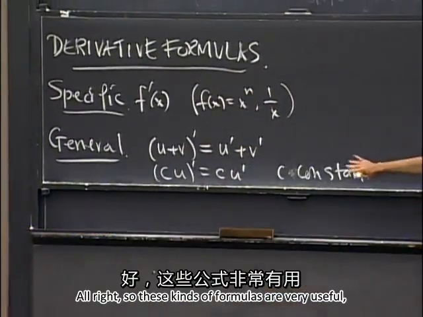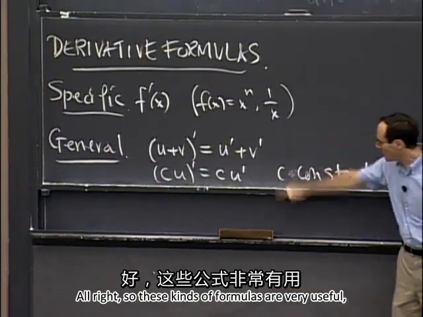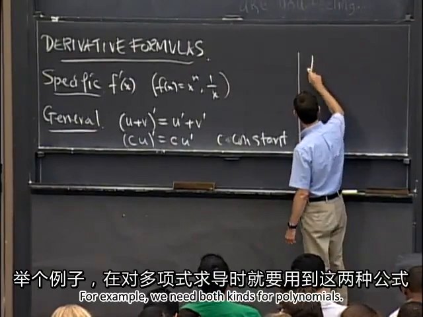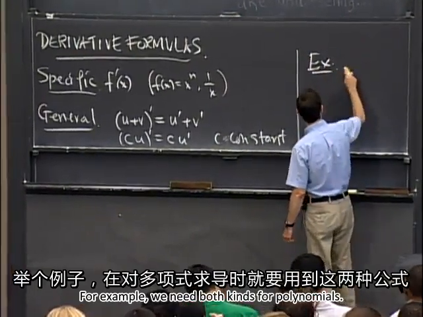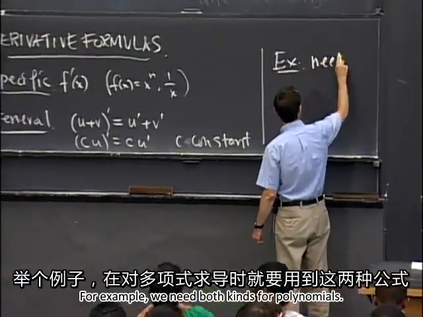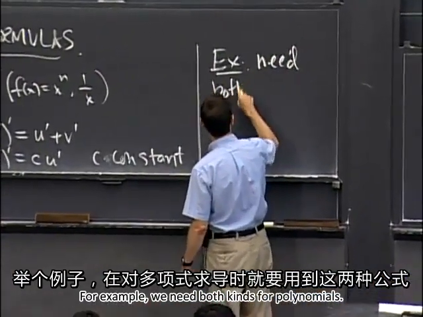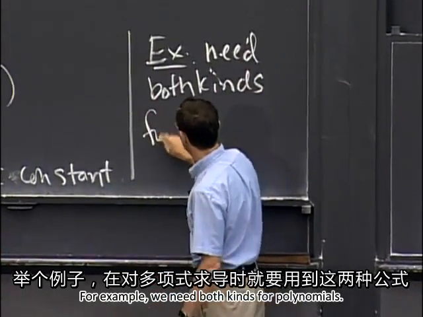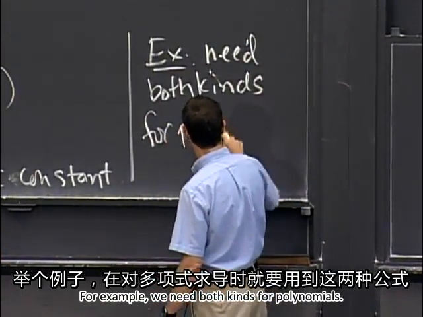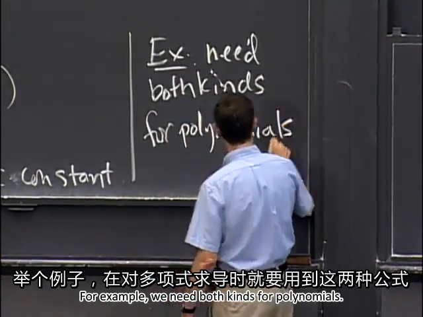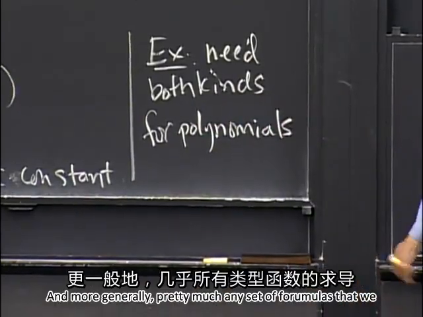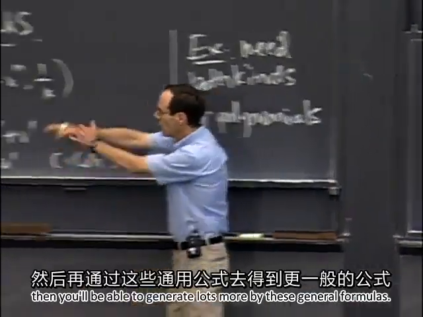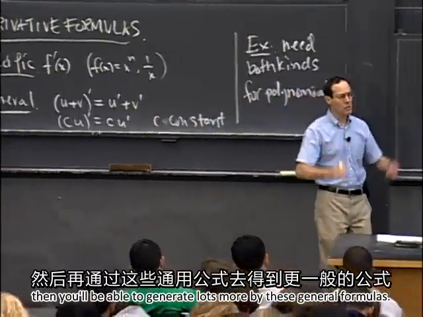All right, so these kinds of formulas are very useful, both the specific and the general kind. For example, we need both kinds for polynomials. And more generally, pretty much any set of formulas that we give you will give you a few functions to start out with, and then you'll be able to generate lots more by these general formulas.